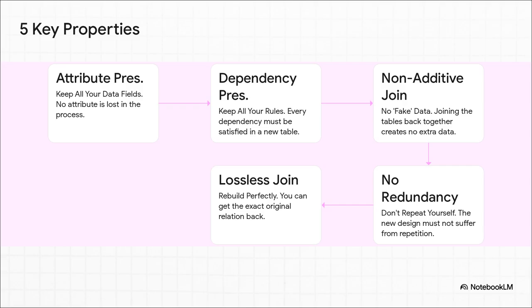Second, you have to keep all your rules. Databases have these underlying connections between data, and those relationships have to stay intact. Third, and this one's huge, no fake data on rejoin. When you put the smaller tables back together, you can't accidentally invent new, incorrect rows of information, which leads to, number 4, don't repeat yourself. I mean, that's the whole point, right? To get rid of that mess we saw earlier. And finally, the ultimate test, you have to be able to rebuild the original perfectly. If you can do that, you've nailed it. That's a successful lossless decomposition.